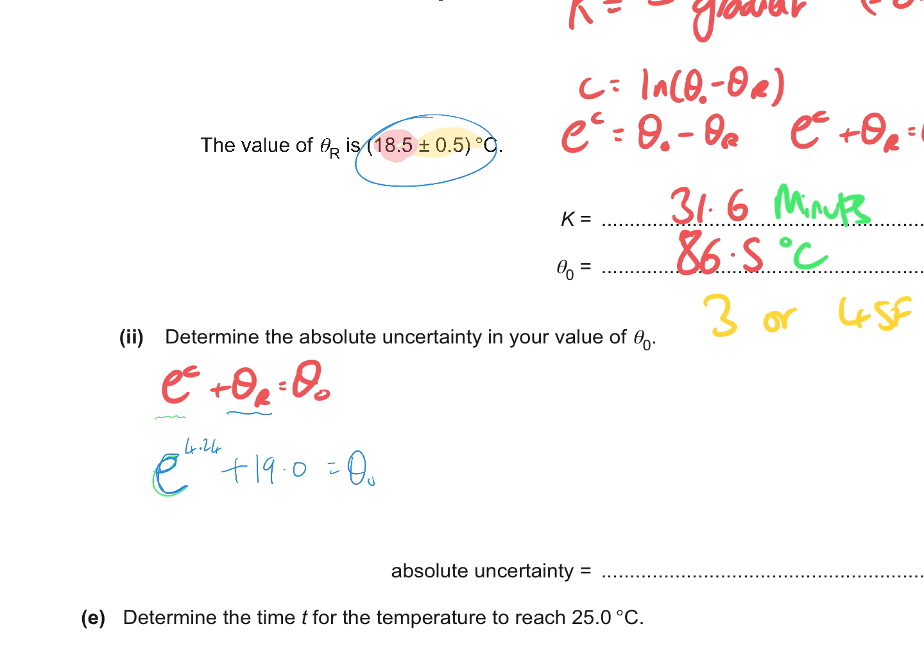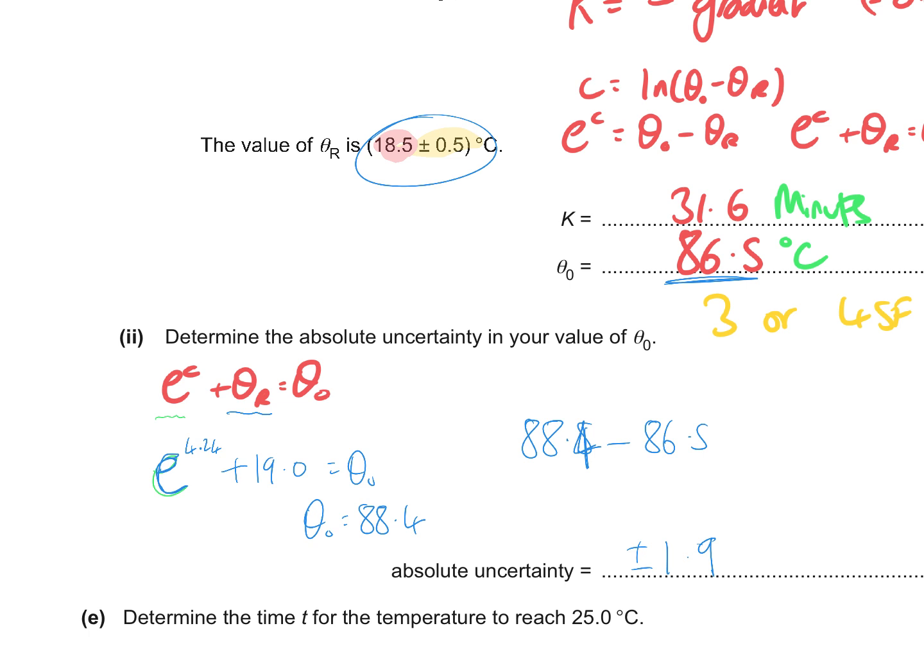Put that into my calculator. We get theta naught of 88.4. Now you can see the value that we got there is 86.5. So the absolute uncertainty will be 88.4 minus 86.5. Now remember, there are other ways to do this, and I'll talk about it in a second. You could also do the minimum, maximum, but that gives you an absolute uncertainty of 1.9, and we need to match decimal places here, so 1.9 as our absolute uncertainty. And that's for theta naught.